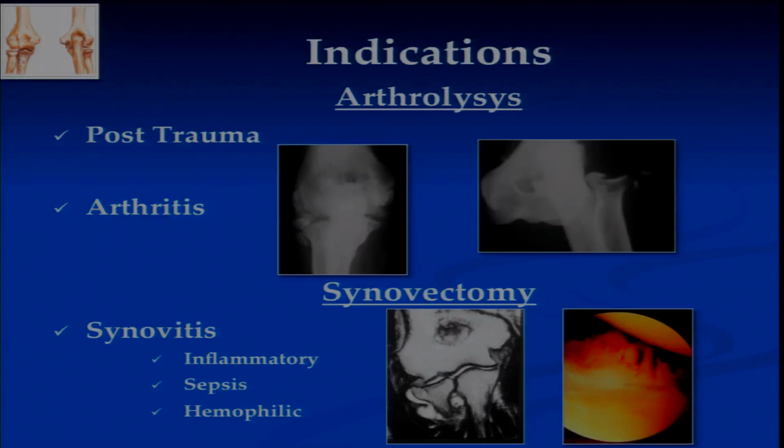Indication of arthrolysis concerns, of course, the arthritis, which can be primary or secondary to a trauma, and it can also be in relation with some kind of synovectomy, which is the same arthroscopic procedure, in case of synovitis: inflammatory, septic, or hemophilic.